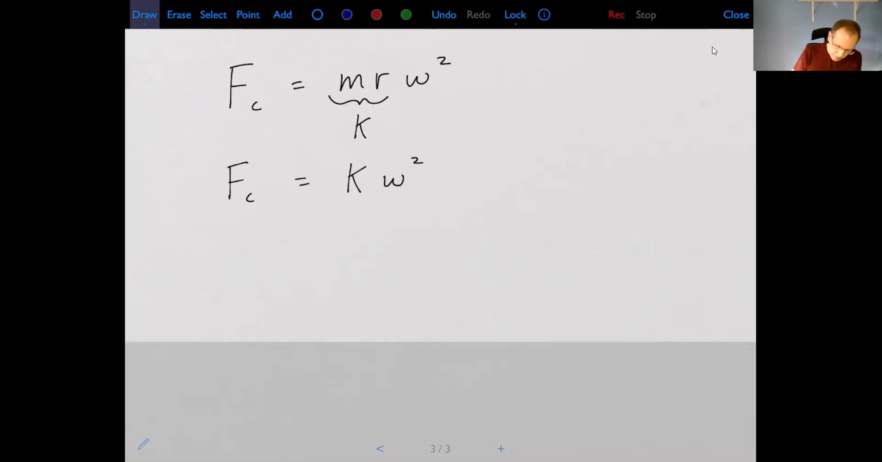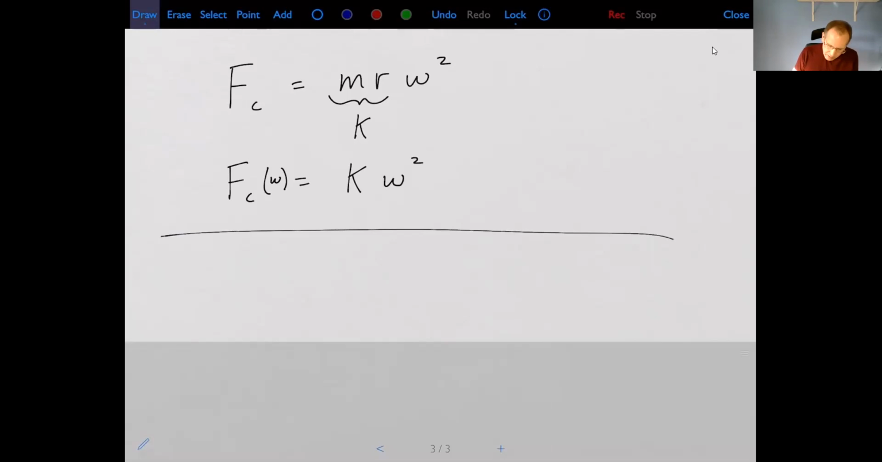So another way of saying this is that the centripetal force is dependent on omega. It's a function of omega. So the question is, what type of function is that? Is that a linear function in terms of omega? Is it quadratic? Is it cubic? Is it inverse square, etc.? Okay, so I'll let you guys think about that.